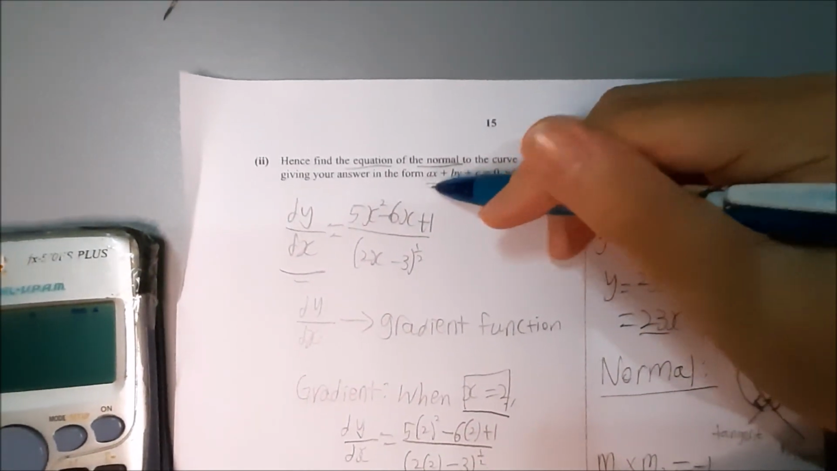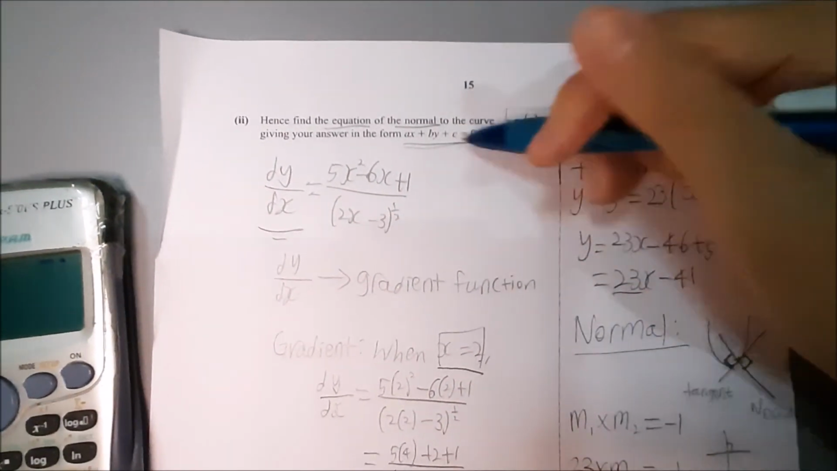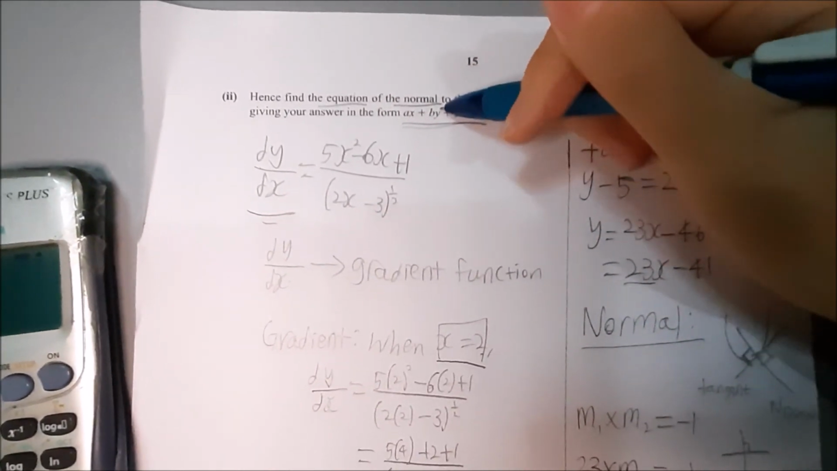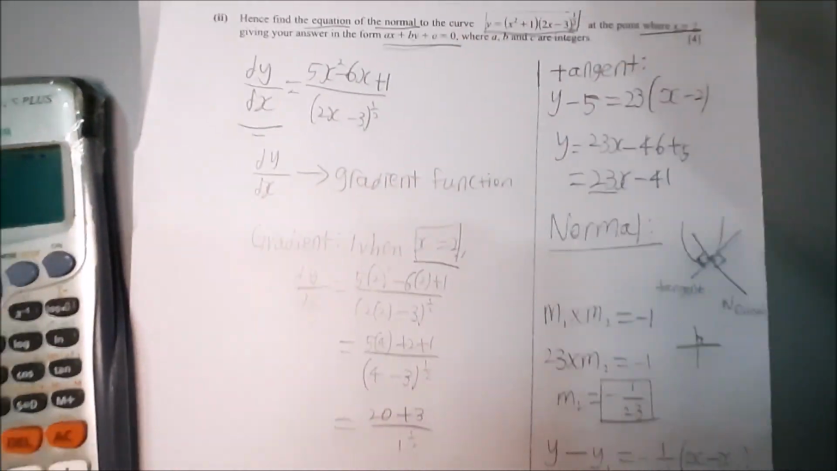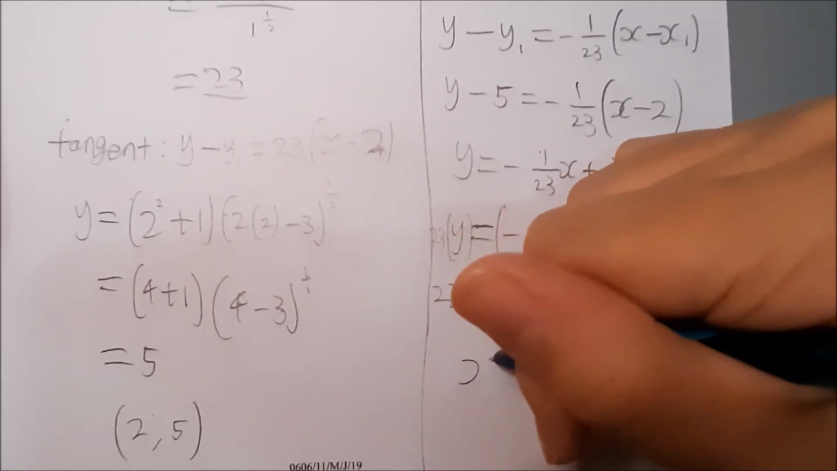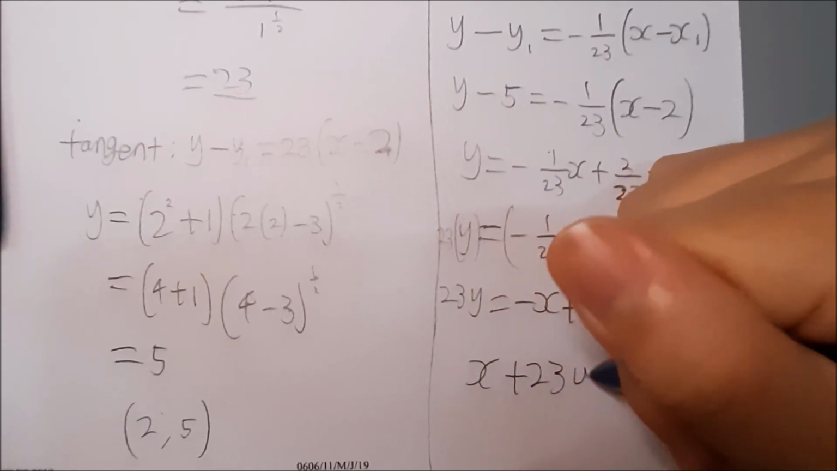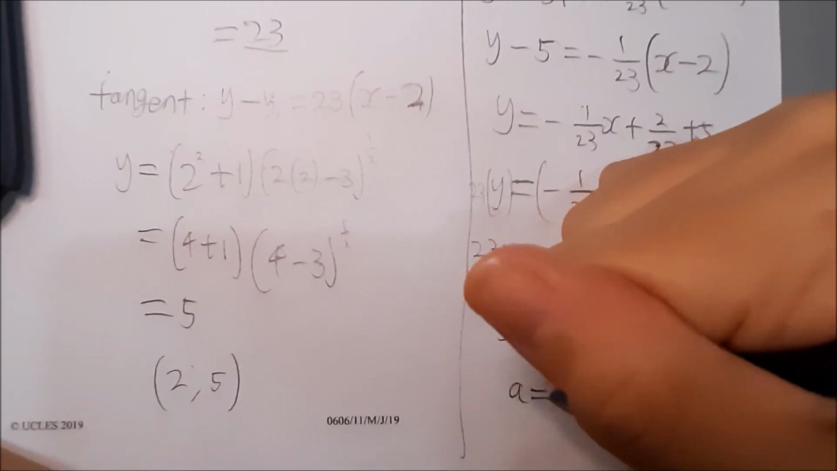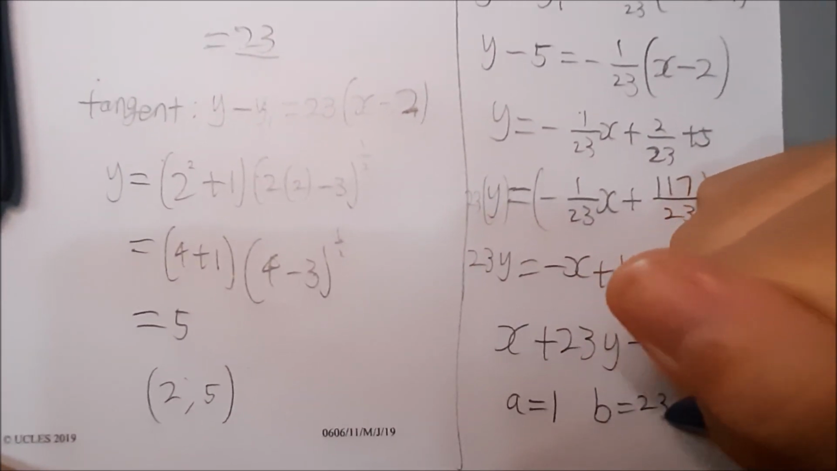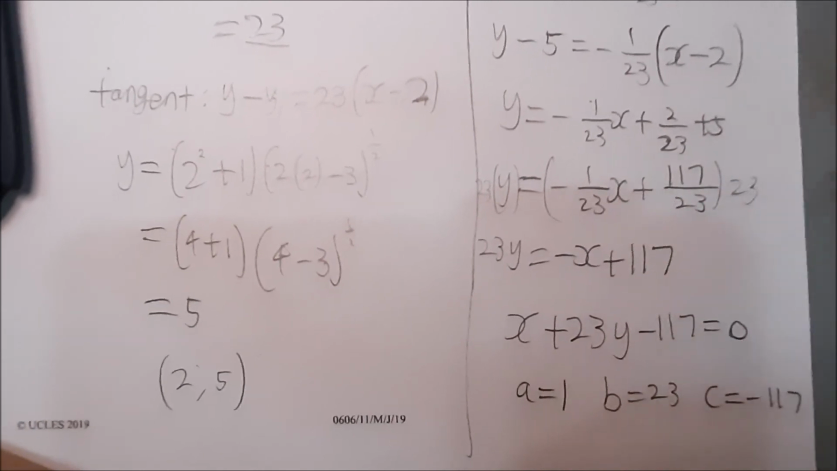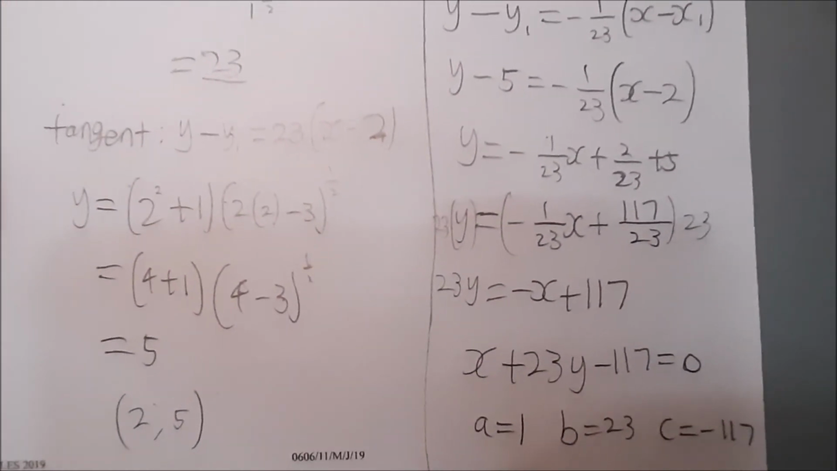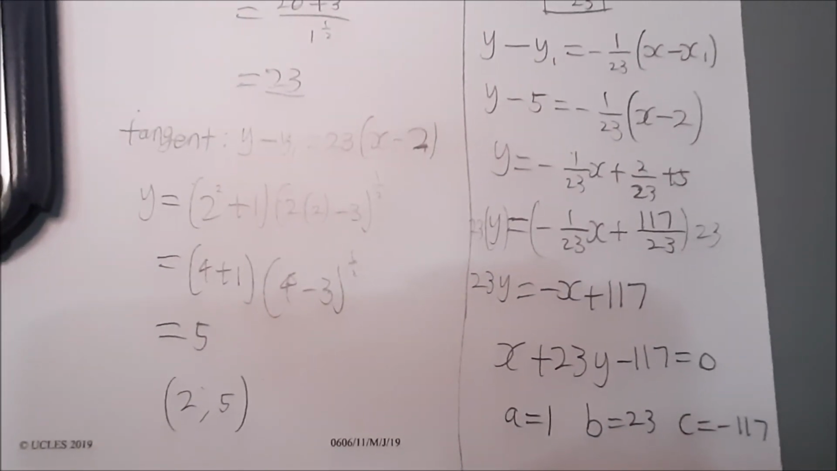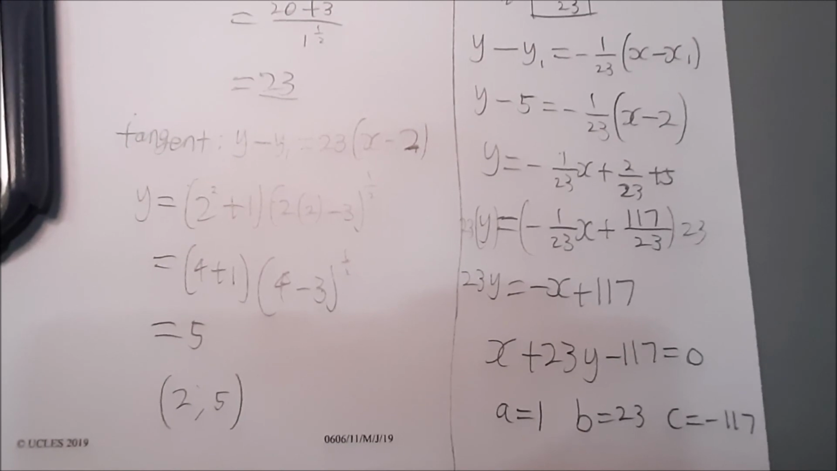And now from here you can just copy the form which the question said. It says to put it in the form, first the x, then the y, then the c. So from here you can just do x, then the y, then the c equals 0. So now your a value will be 1, your b value will be 23, and your c value will be -817. So this is the end of paper 0606, paper 1, May/June 2019.